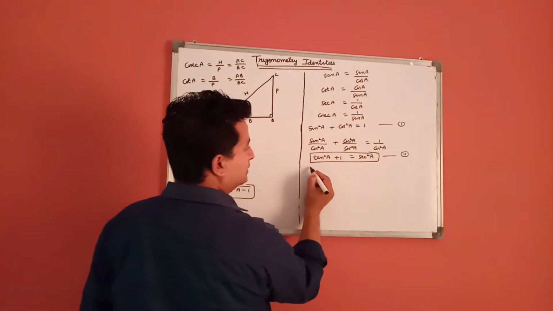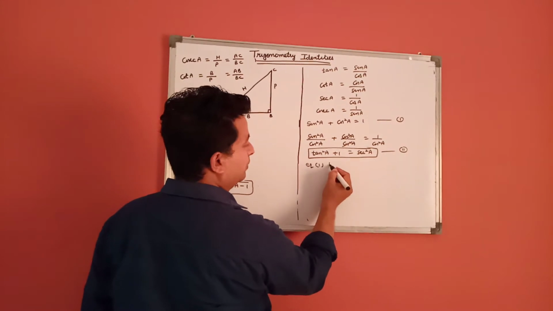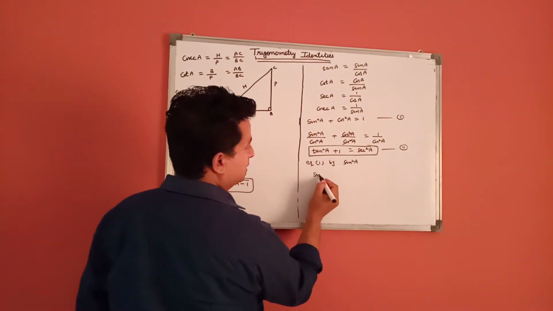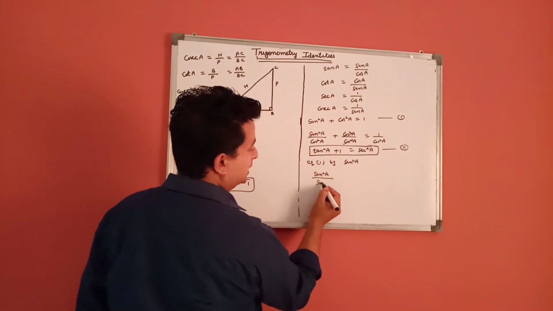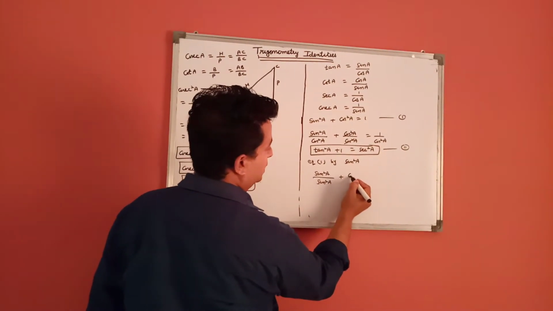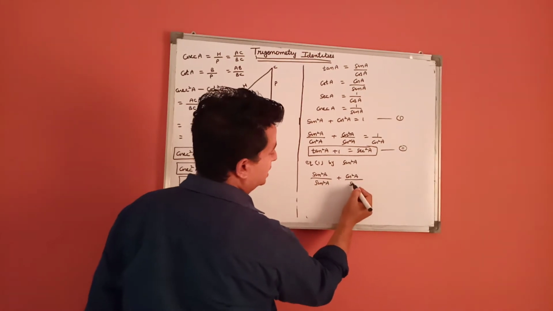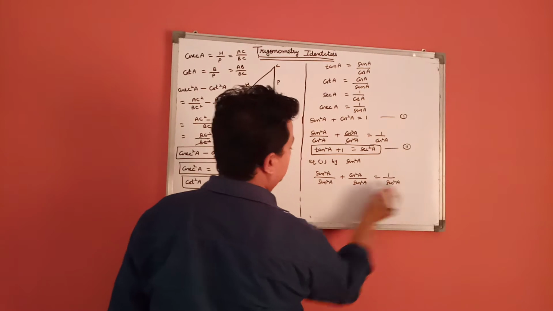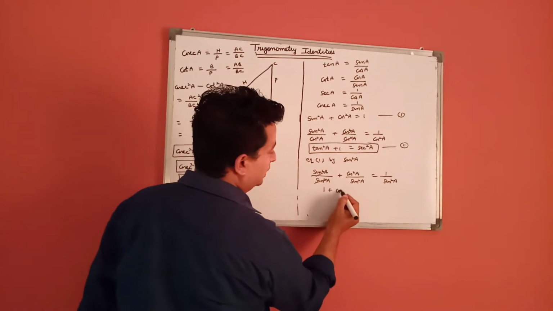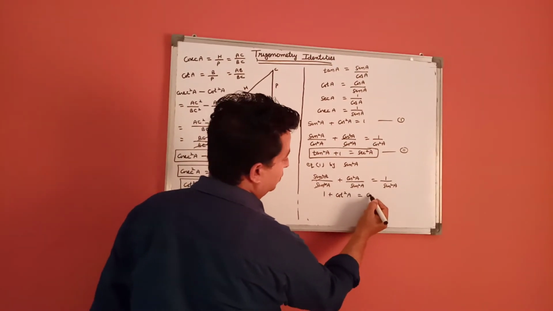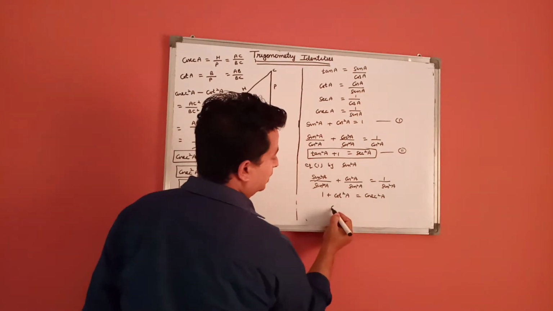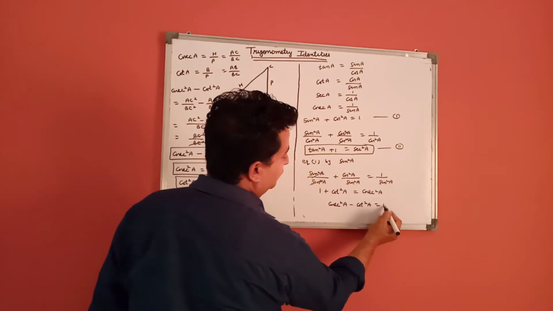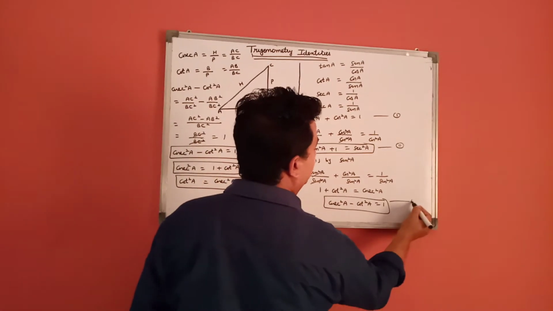If we divide equation 1 by sin square A, that is sin square A by sin square A plus cos square A by sin square A equal to 1 by sin square A. This cancels out, 1 plus cot square A equal to cosecant square A. That's cosecant square A minus cot square A equal to 1. These are the 3 relations.